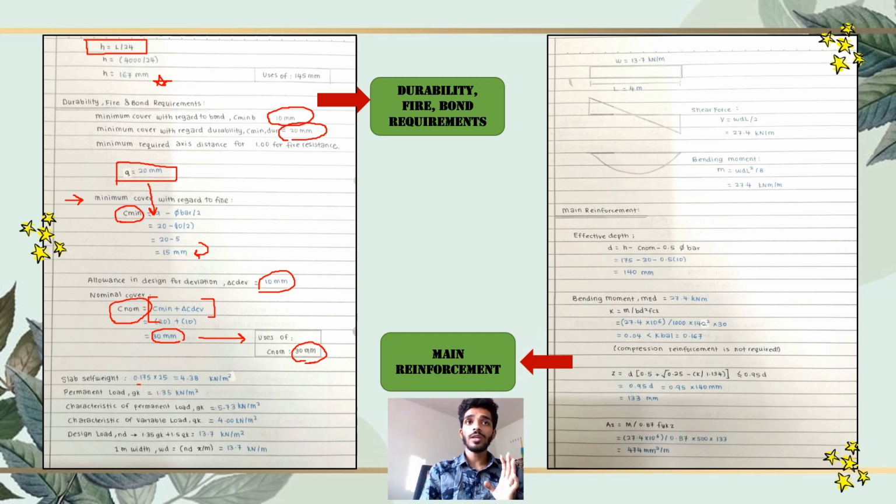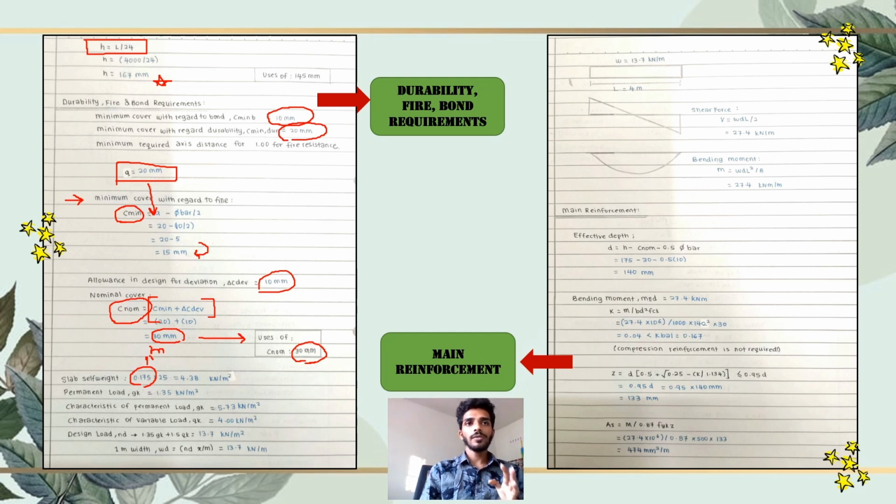So why I wrote 0.175 here, it should be in meter form. When you want to convert, it should be in meter form. It needs to be multiplied with the unit weight of the concrete, which is 25. So it is equivalent to 4.38 kilonewton per m square.